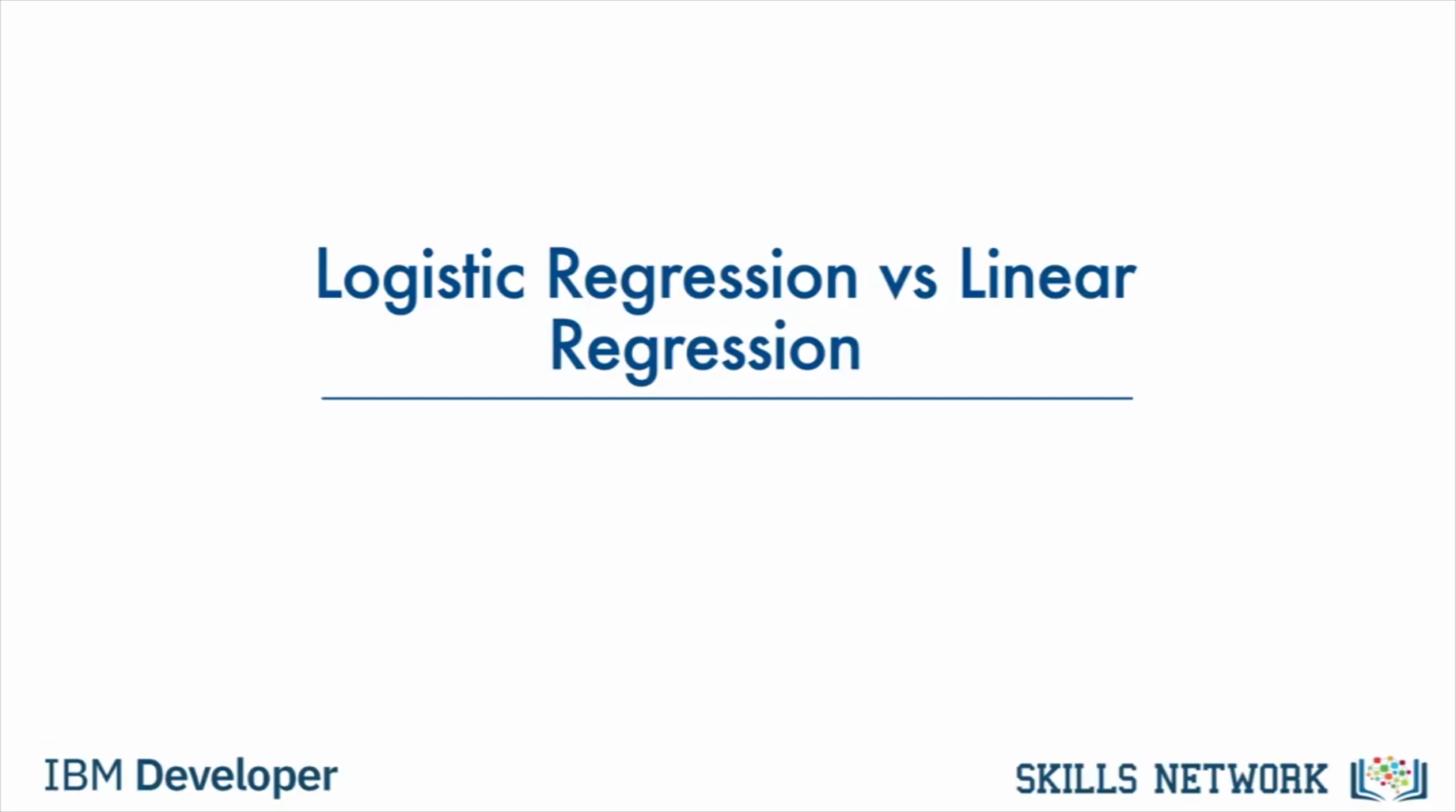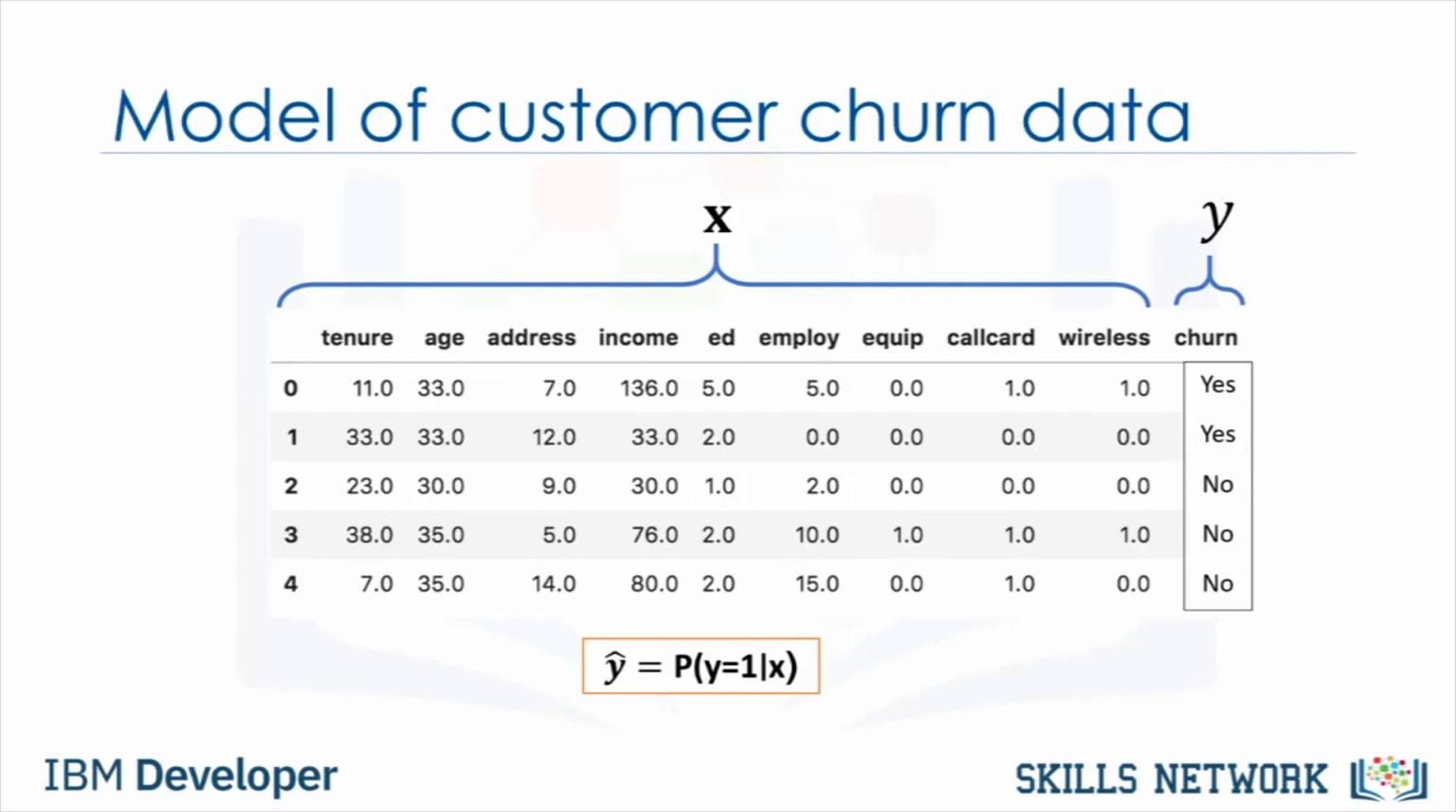Hello and welcome. In this video, we will learn the difference between linear regression and logistic regression. We go over linear regression and see why it cannot be used properly for some binary classification problems. We also look at the sigmoid function, which is the main part of logistic regression. Let's start. Let's look at the telecommunication dataset again.